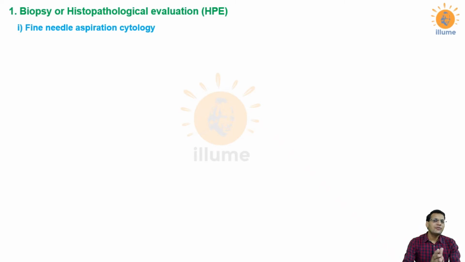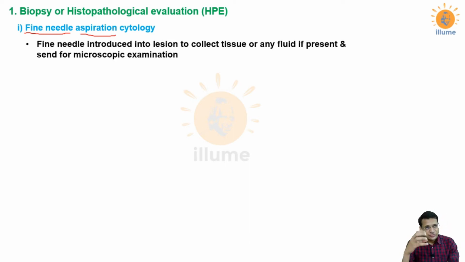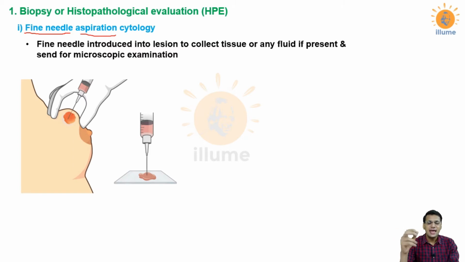Now biopsies are of different kinds, and the first one is FNAC, fine needle aspiration cytology. Fine needle means a very thin needle. Aspiration means to draw something. So by using a very fine needle, we draw tissue from the suspected site, and if any fluid is present there, that is also drawn along with it, and then the tissue and the fluid are sent for microscopic examination. Like in this picture, there is a small lump in the breast of this female patient, and via a fine needle it is aspirated and sent for microscopic examination.